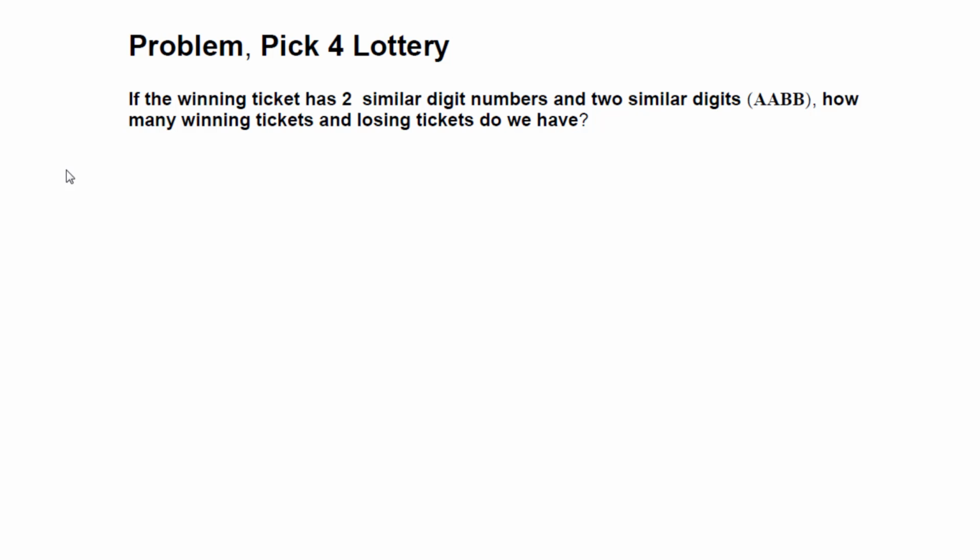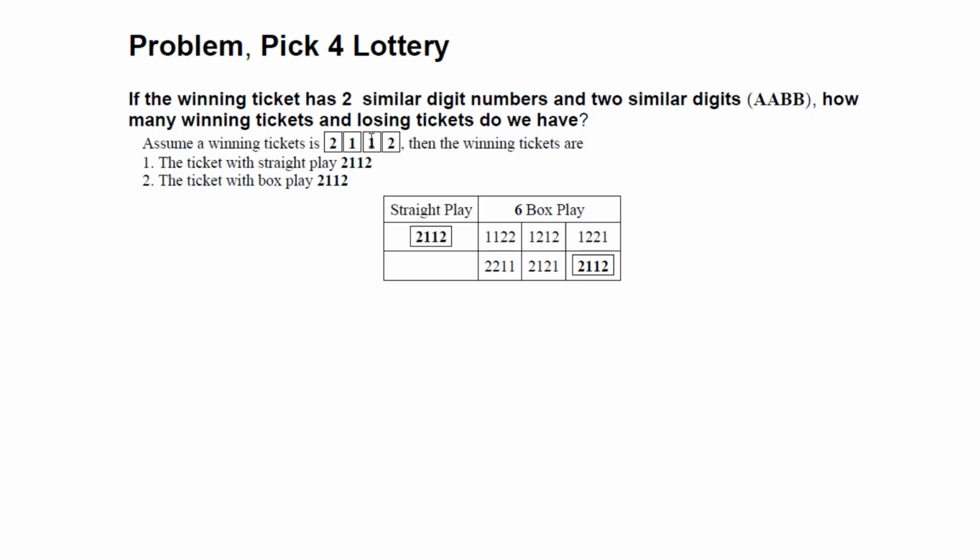Another question: if the winning ticket has two similar digits and another two similar digits such as AABB, how many winning tickets and losing tickets do we have? So this ticket, such as 2112, can be played as box play or straight play, and in such a case we have 6 winning numbers. So we have 6 winning and their percentage is 0.06%, so this is way lower than before.